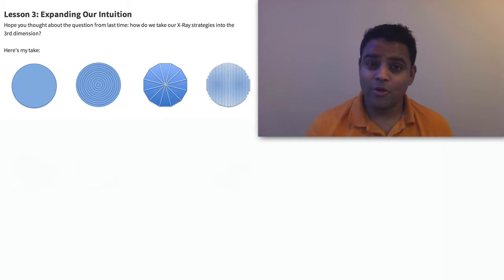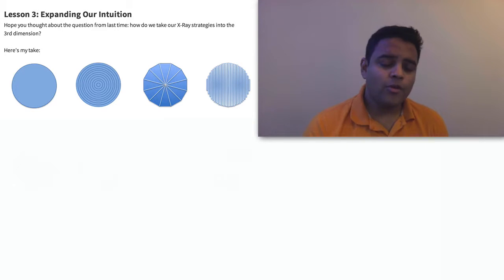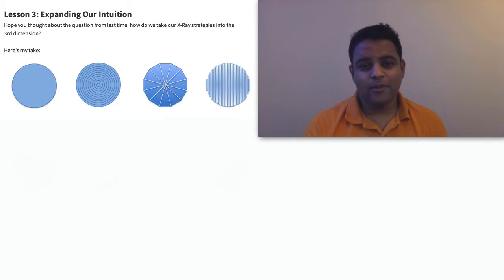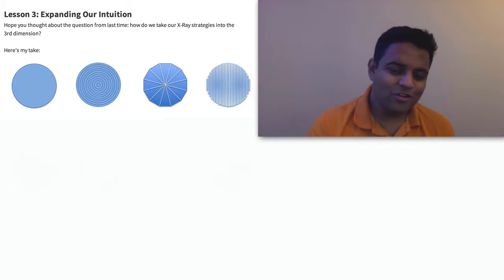And I don't know if you remember the question last time, but it was to think about how we could take the strategies that we've used for 2D circles, a circle going to rings, slices, and boards. How can we take that and put them into 3D? Well, here's a few ideas.